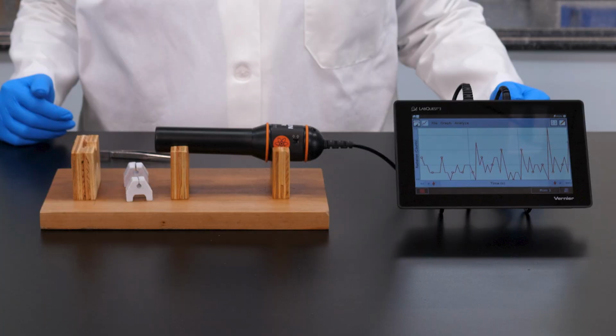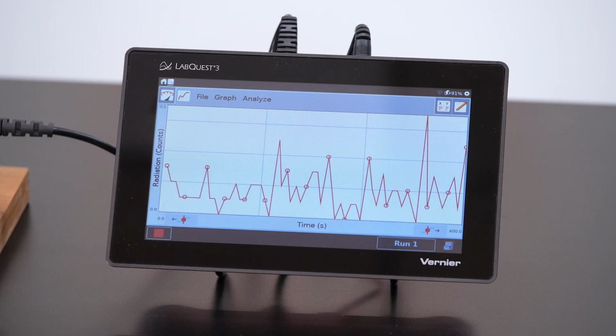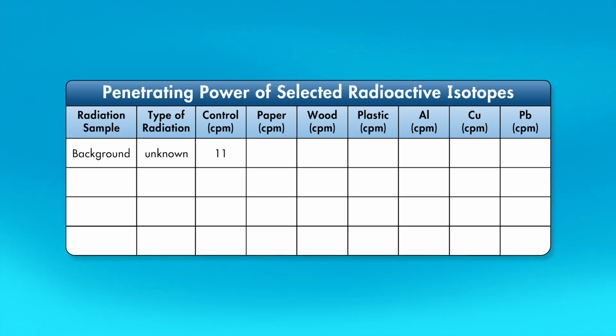Let's determine the amount of background radiation in the environment of our lab. We have detected an average of 11 counts per minute of background radiation. Our data will be recorded on this table. Since we will not be using any of the radiation shields for the background radiation control test, the rest of the data in this row is not applicable.